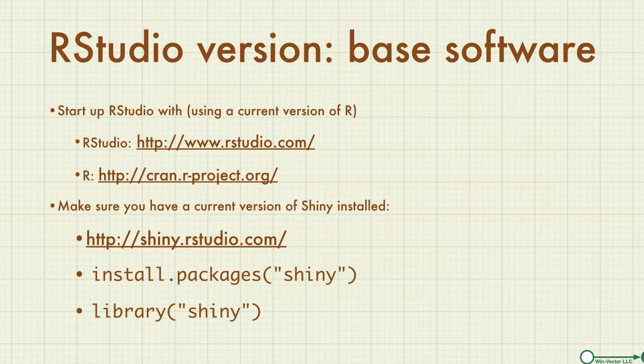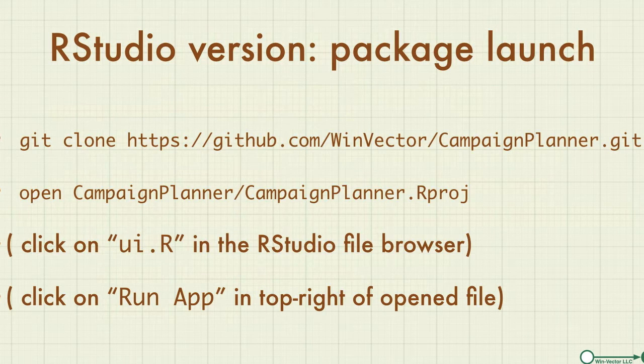To use the RStudio version, you need, of course, to have both R and RStudio installed. Once you have that, you'll want to use R commands to install and make sure you've loaded the Shiny package. Once you have that, you bring the source code to your machine. Here I've shown how to do it at the command line on Apple OS X using the git clone command. But you can also navigate to that URL and download all the source code as a zip file or other ways from Git. Once you have all the source code downloaded, you then need to open the campaignplanner.r project file.